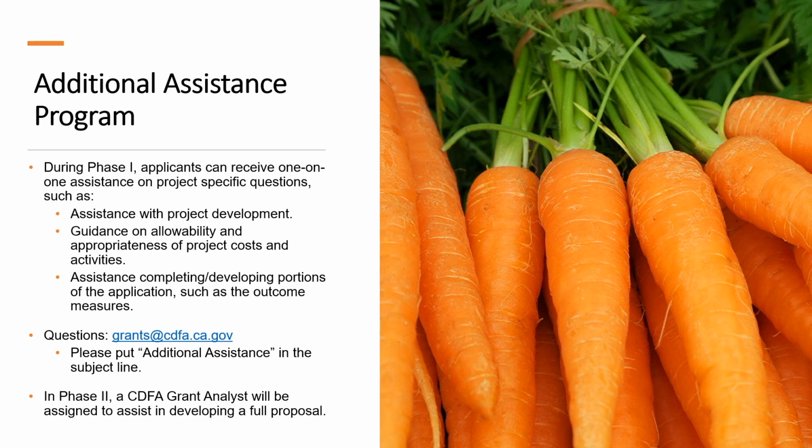If you would like assistance developing a proposal or for general questions, including the allowability of costs and activities, or for assistance with the application, you can contact the Office of Grants Administration at grants@cdfa.ca.gov. Please put additional assistance in your email subject line. You can also email to schedule a phone call or video meeting if you prefer.